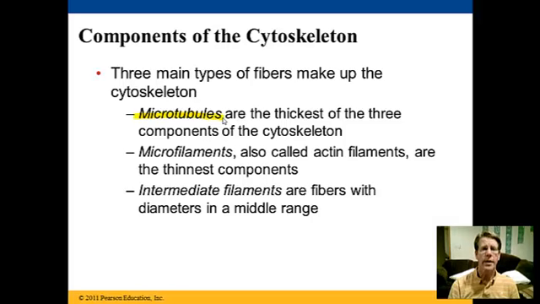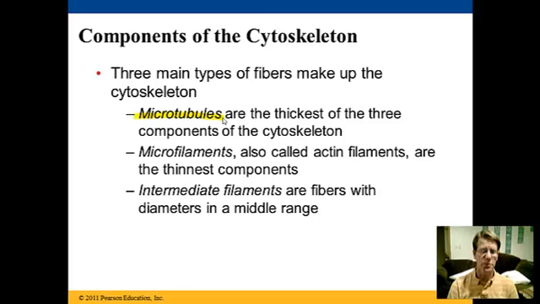There are three main types of fibers that make up the cytoskeleton. Again, microtubules, microfilaments, and the intermediate filaments. The thickest of the three are the microtubules. These act as like the girders of the cell. These are the primary structure that is keeping the cell a certain shape, keeping it together so it doesn't collapse.